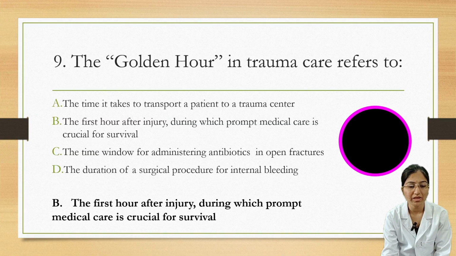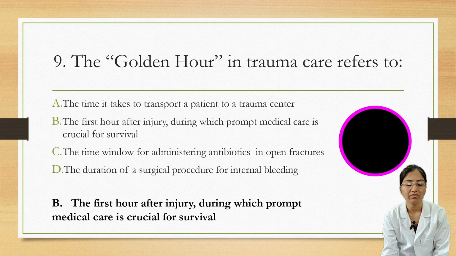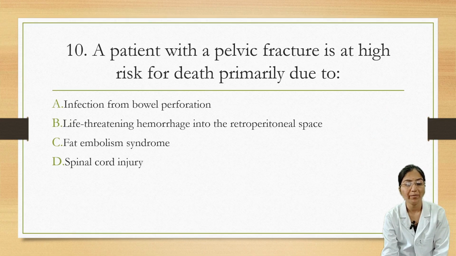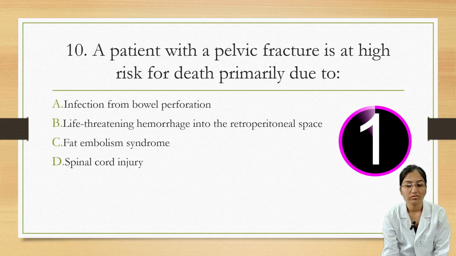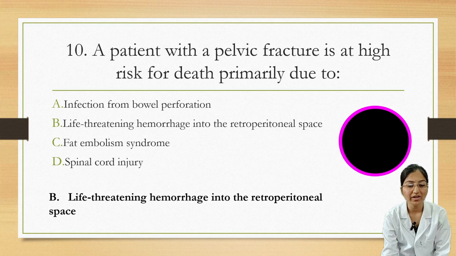Next question. The golden hour in trauma care refers to, right option is B, that is the first hour after injury, during which prompt medical care is crucial for survival. Next question. A patient with a pelvic fracture is at high risk for death primarily due to life-threatening hemorrhage into the retroperitoneal space.